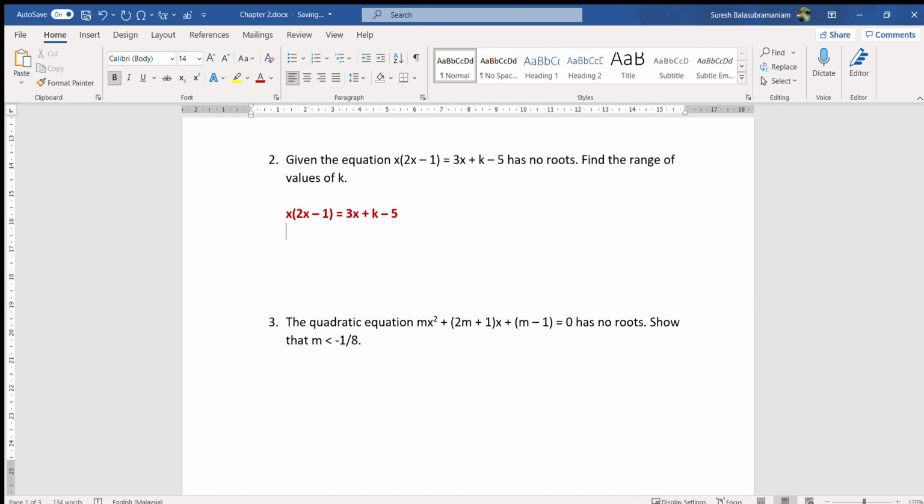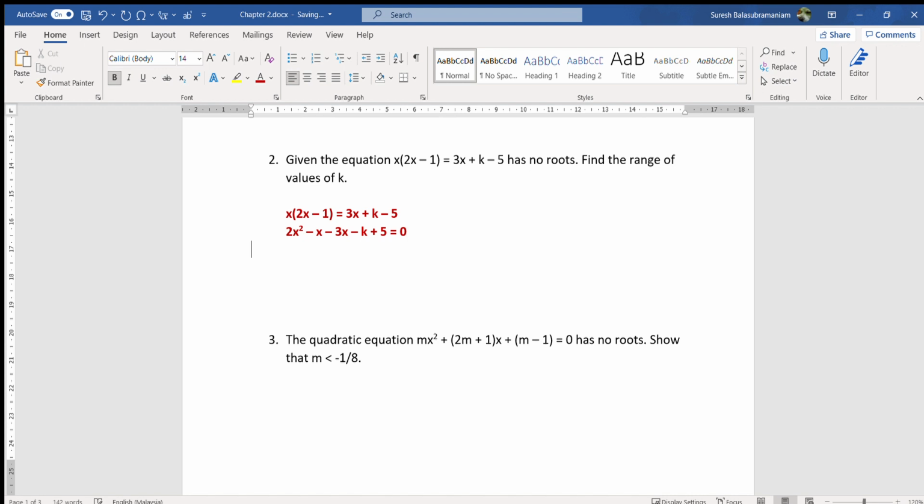Okay, so let us multiply x and 2x. We get 2x square minus x, bring 3x from right to left, minus 3x minus k plus 5 equals to 0. So I brought all the terms from my right to left. Now try to simplify that. 2x square minus x minus 3x, you get minus 4x, then minus k plus 5 equals to 0.